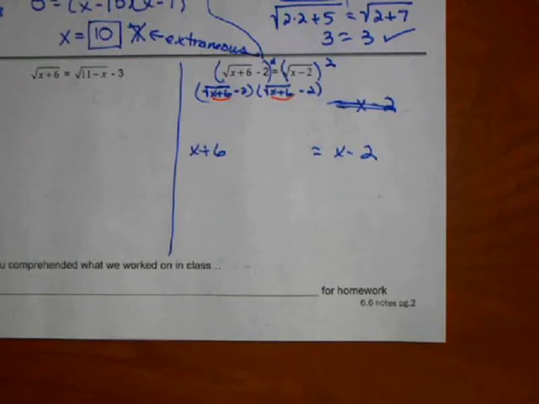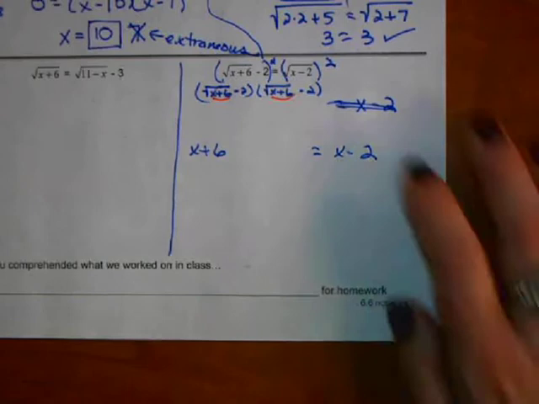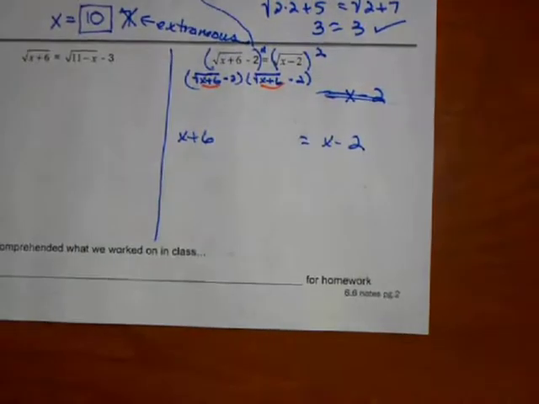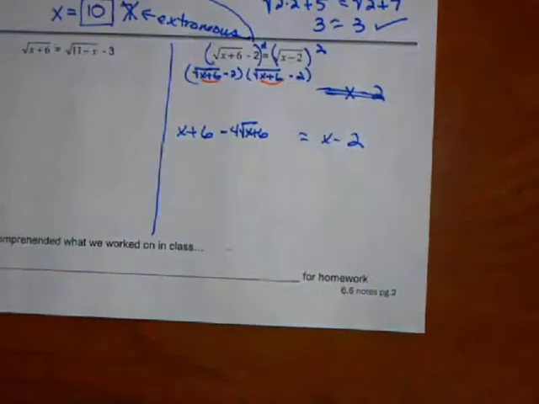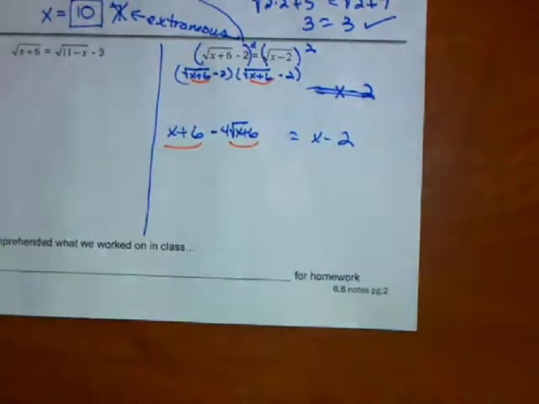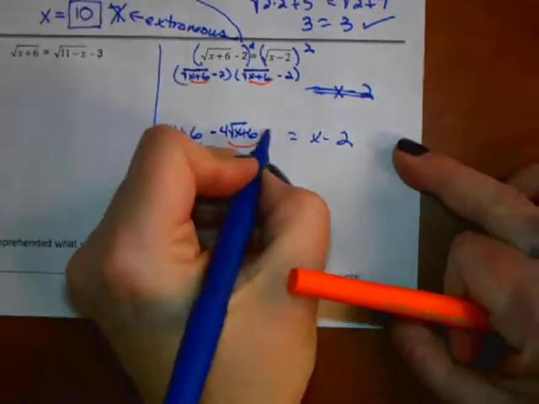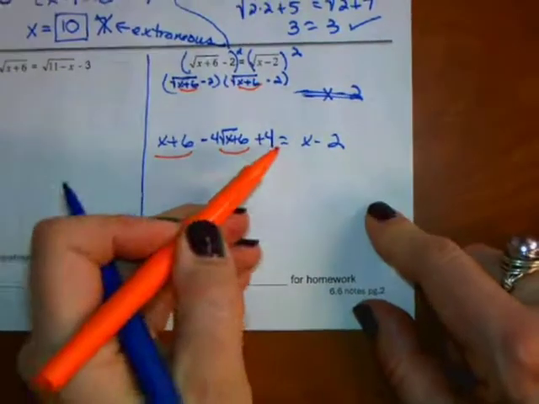FOIL. F-O-I-L. First term times first term. Outer two terms would be this times this. This times this is negative 2. Let me just simplify this. Negative 2 times the square root of x plus negative 2 times the square root of x is going to give me negative 4 times the square root of x as my middle term. That's my first term. There's my middle term. And then the last is negative 2 times negative 2, which is plus 4. That's my last term when I FOIL that big thing.